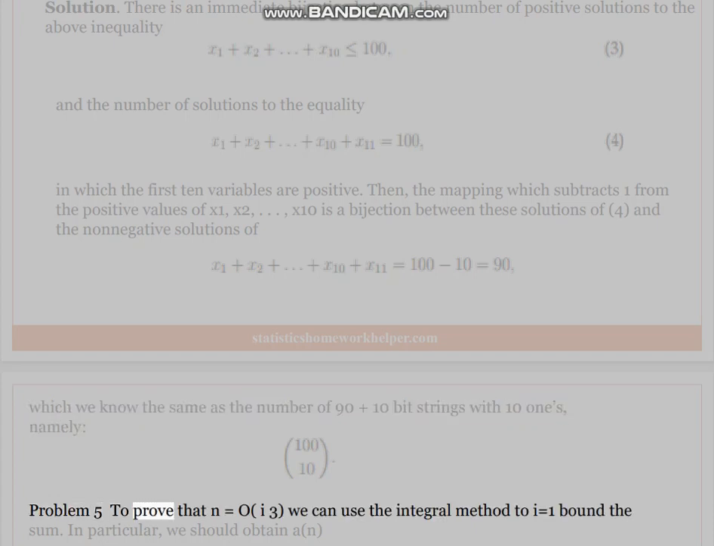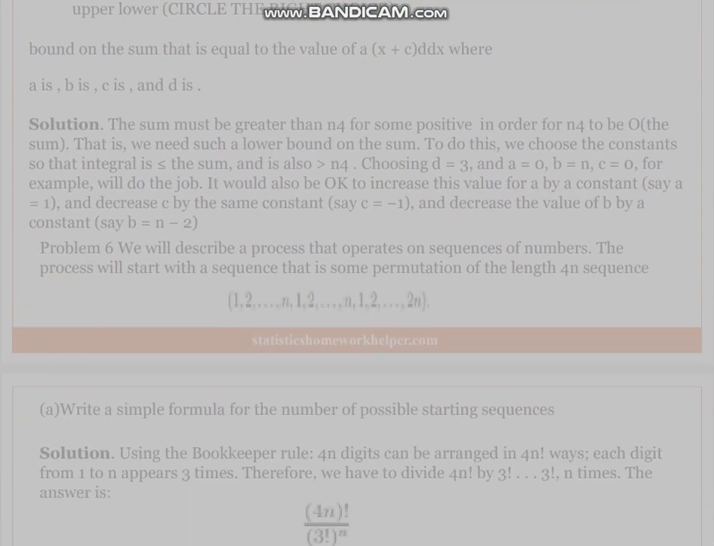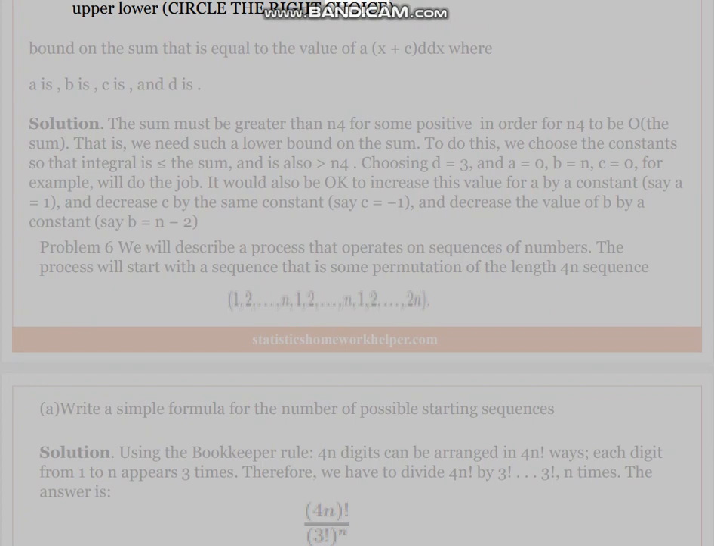Problem 5. To prove that the sum is Theta of n cubed, we can use the integral method to bound the sum. In particular, we should obtain an upper or lower bound, circle the right choice, on the sum that is equal to the value of the integral of a x plus c to the d dx, where a is, b is, c is, and d is.